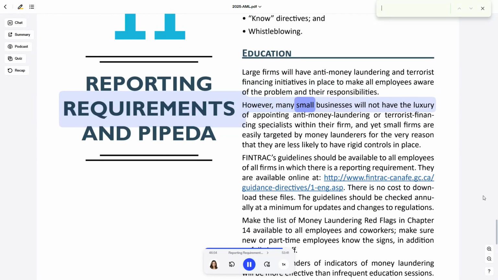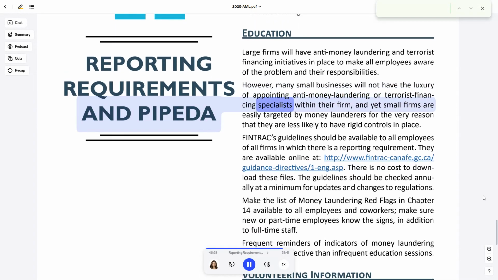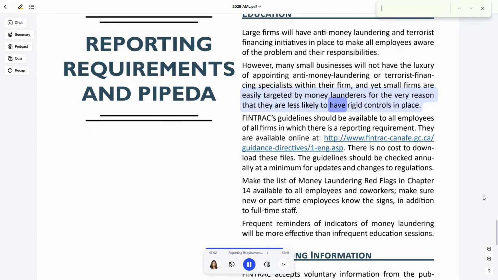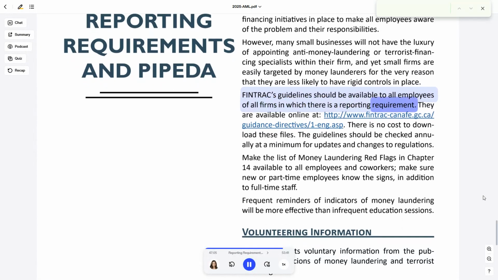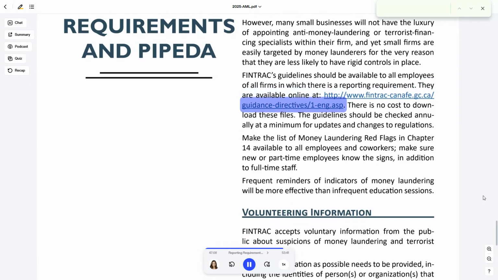However, many small businesses will not have the luxury of appointing anti-money laundering or terrorist financing specialists within their firm, and yet small firms are easily targeted by money launderers for the very reason that they are less likely to have rigid controls in place. FINTRAC's guidelines should be available to all employees of all firms in which there is a reporting requirement. They are available online at www.fintrac-canafe.gc.ca/guidance-directives/1-eng. There is no cost to download these files.